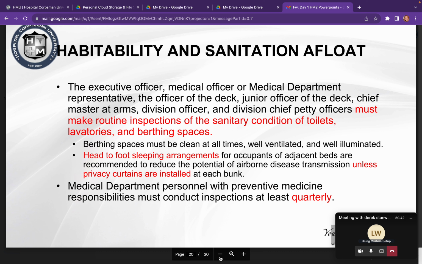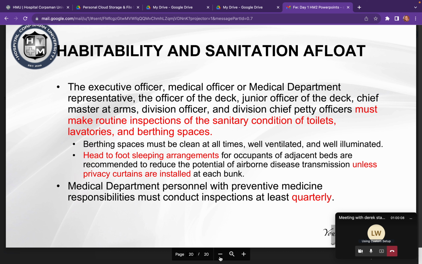Again, with the head to foot sleeping arrangements, even on the ship, if you have those privacy curtains, if anybody here has been on a ship, you can probably tell me also that those curtains are ripped off most of the time. I don't know why, but people rip them off. It is what it is. You have your little fan at your foot where you can get some circulation, but you still want to encourage and, if anything, enforce the head to toe sleeping arrangement to prevent getting sick.